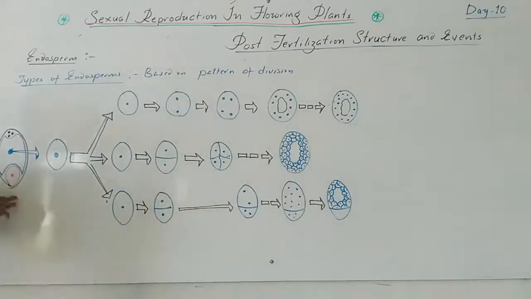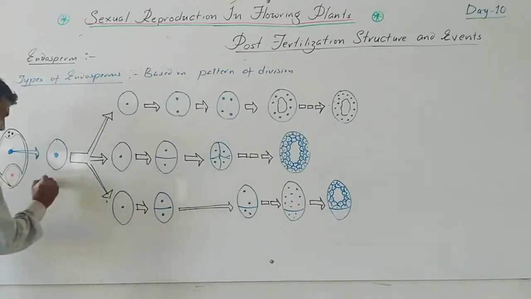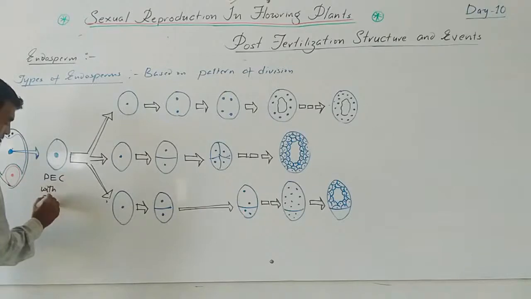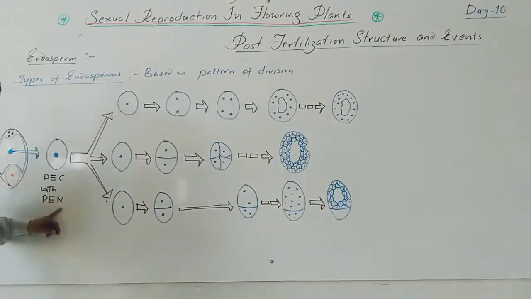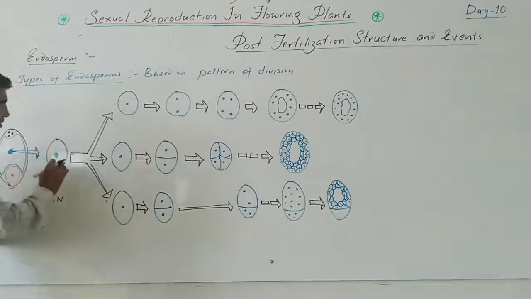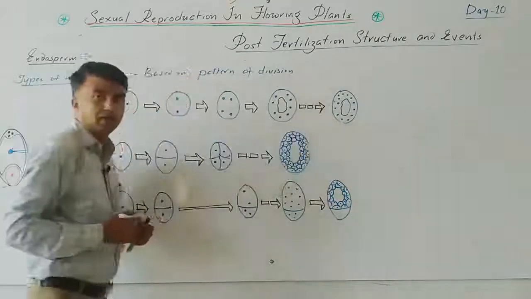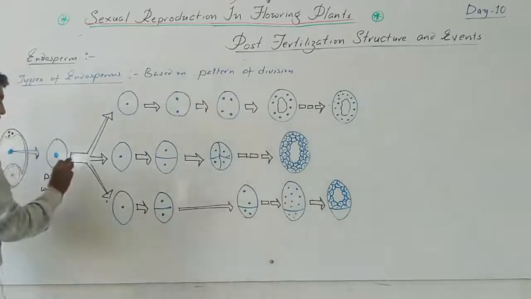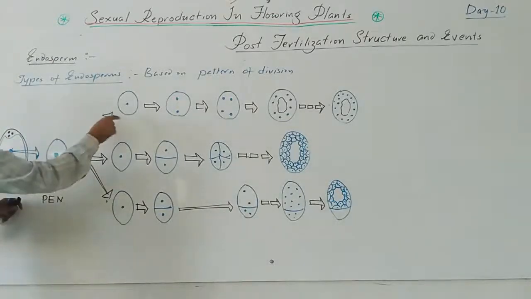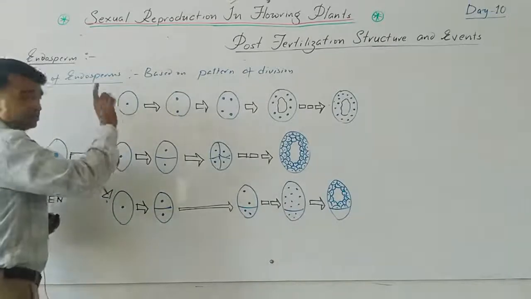So this is the mature embryo sac, where this is the product of single fusion, that is the zygote or oocyte, and this is the central cell. This develops into the primary endosperm cell, and this is the primary endosperm nucleus. This primary endosperm cell ultimately develops into endosperm, but the pattern of division is different. In the first case, this is a primary endosperm cell with a single nucleus.